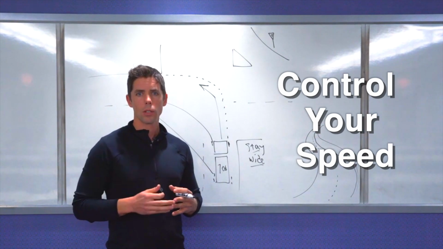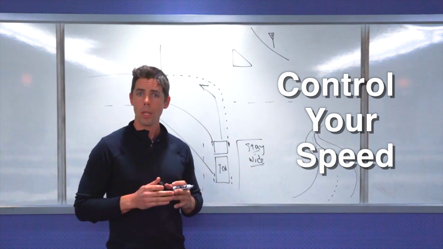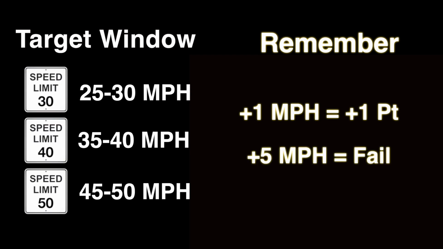Let's go ahead and take a look at some of those target speed windows for speeds you might see on your test day. Now, it is important to remember that only 1 mile per hour over the posted speed limit will get you a point, and going only 5 miles per hour over will end the test in an auto fail. So make sure to watch your speed to stay in your target speed window.